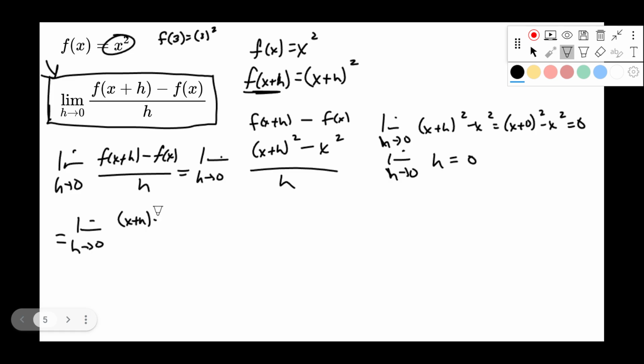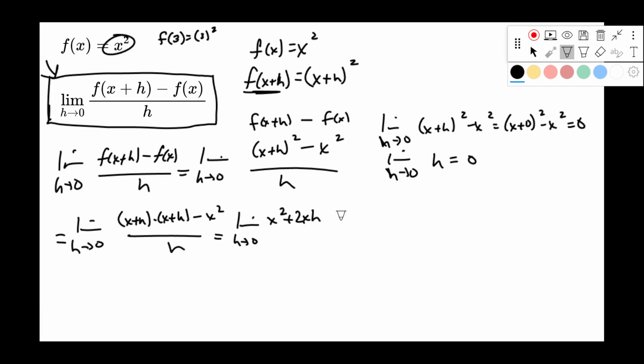x plus h times x plus h minus x squared over h. Okay, here we go. So we're going to multiply. We got x squared plus 2xh, right? All right, hold on. Let's take one step at a time here so we can see it. That one times that one, x squared. x times h is xh, plus h times x is hx or xh. Doesn't matter what order I write it. Plus h squared minus x squared all over h.